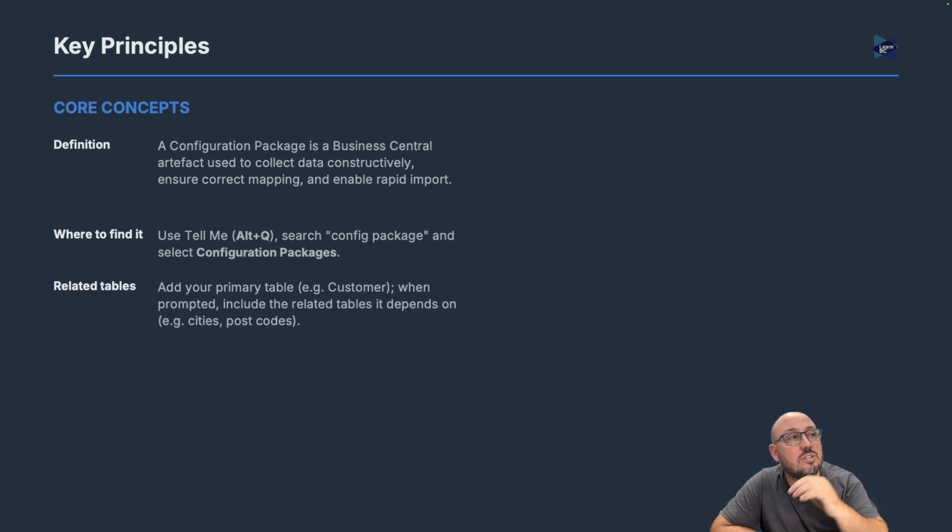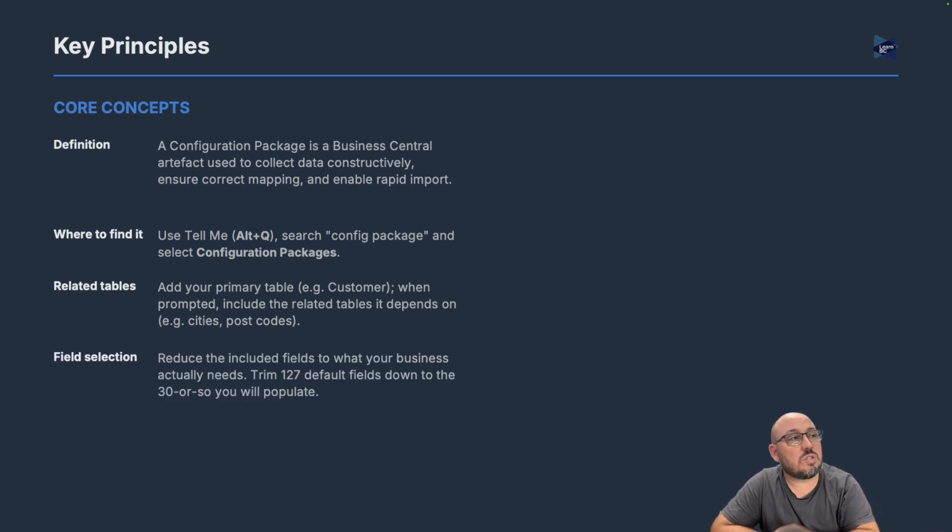Related tables: add your primary table, so it's always the focus of customer or vendor or whatever the primary table is. When prompted, include the related tables it depends on, e.g. cities, postcodes, ship-to addresses, etc. And that's on the line. You can actually click, I think it's functions, and retrieve related tables. I'll show you that in a demonstration in a few minutes.